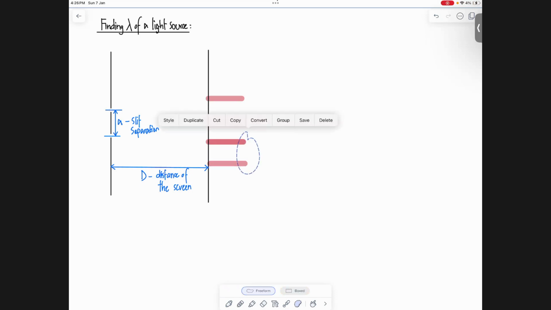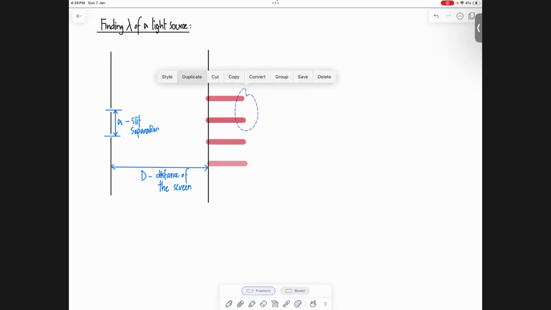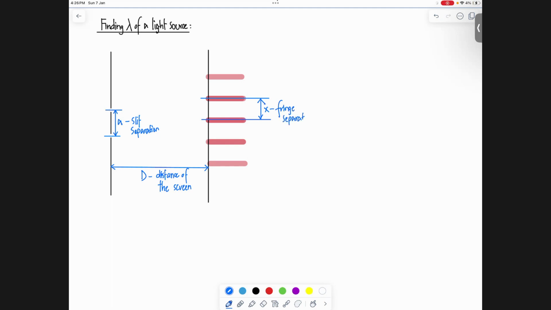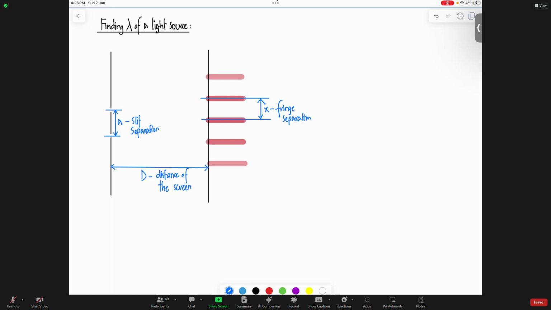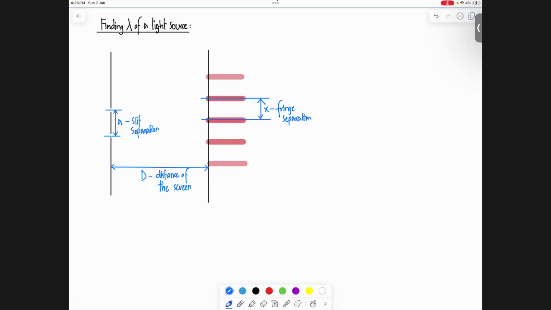Let me show you. So these are your fringes. The distance between two fringes is very important for us. It is called X, and it is referred to as the fringe separation. Okay, fringe separation. So you have A here, D here, X here. These are the three quantities that we have.